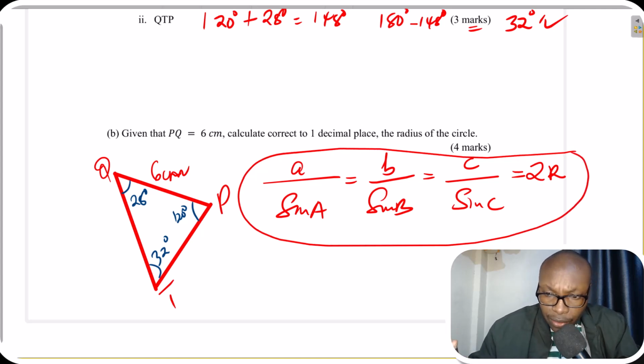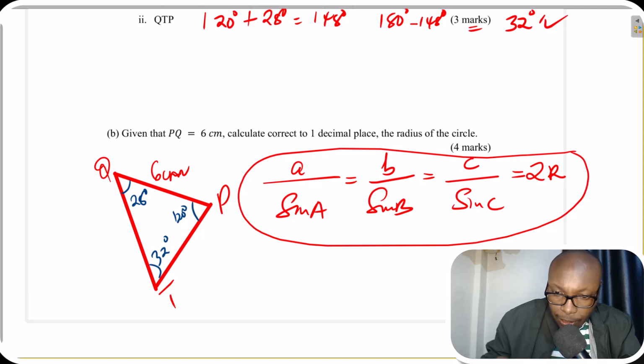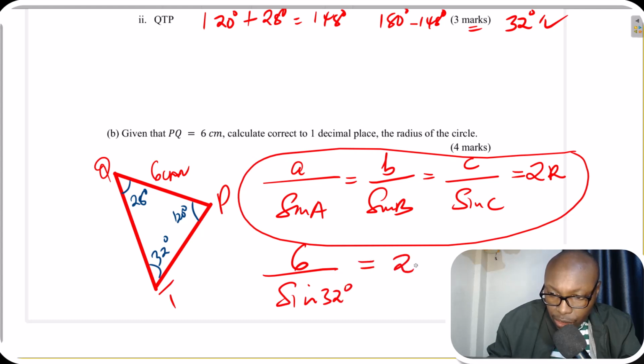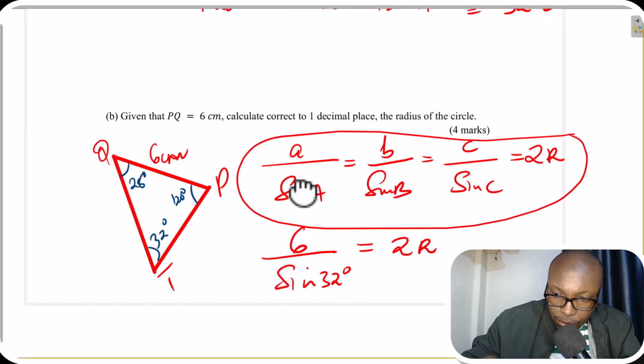This is the concept that we need to use in order to get the radius of the circle. Now, we don't need to have all the angles and all the sides. We simply need a side and an angle. I can use the side QP and the angle opposite it, which is 32. So I get 6 divided by sine of 32 equal to 2 radius. That is what you're going to use.